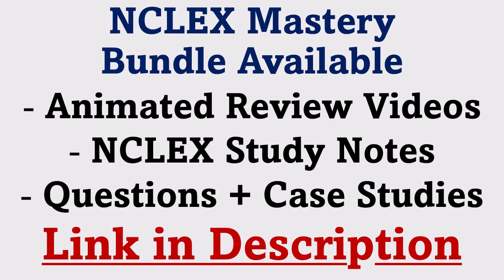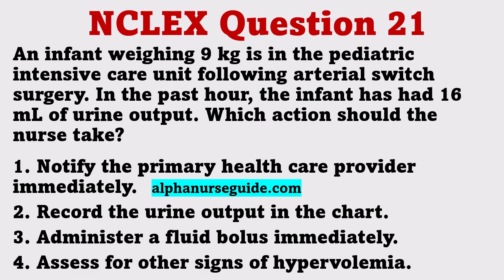Back to the questions. An infant weighing 9 kilograms is in the pediatric intensive care unit following arterial switch surgery. In the past hour, the infant has had 16 milliliters of urine output. Which action should the nurse take? 1. Notify the primary healthcare provider immediately. 2. Record the urine output in the chart. 3. Administer a fluid bolus immediately. 4. Assess for other signs of hypervolemia.